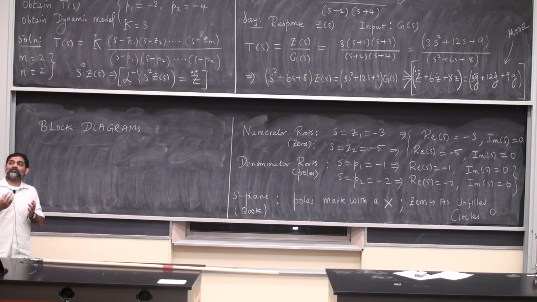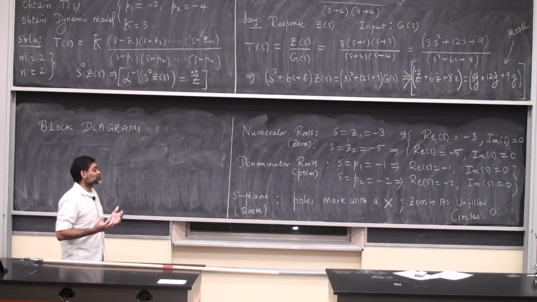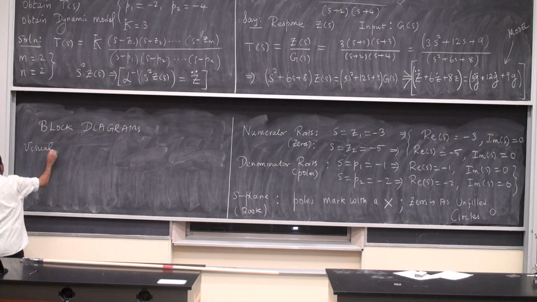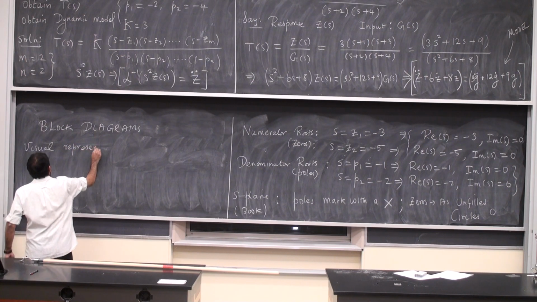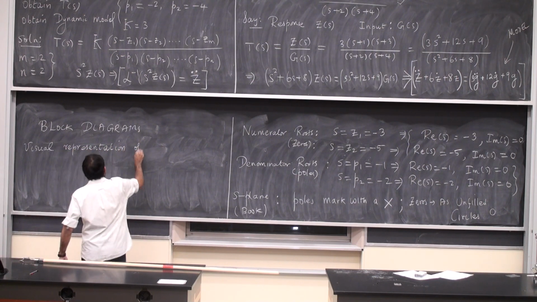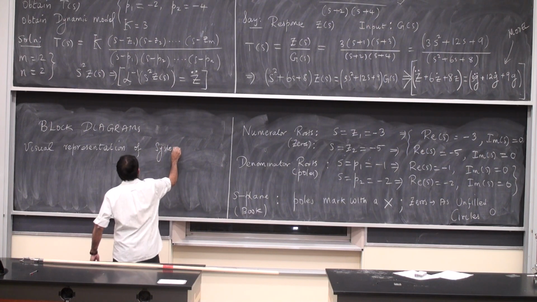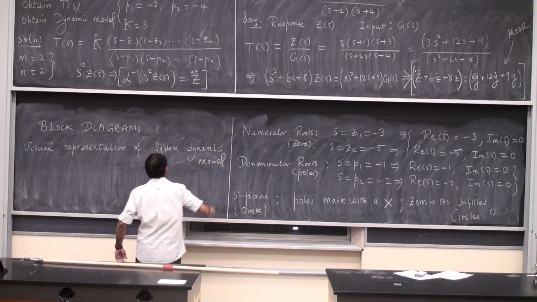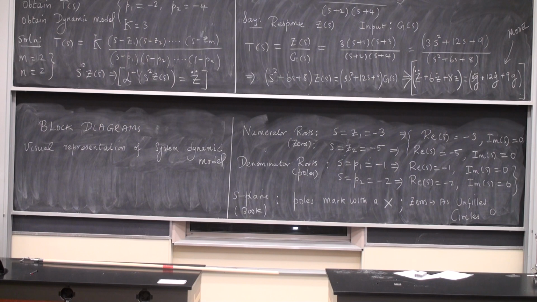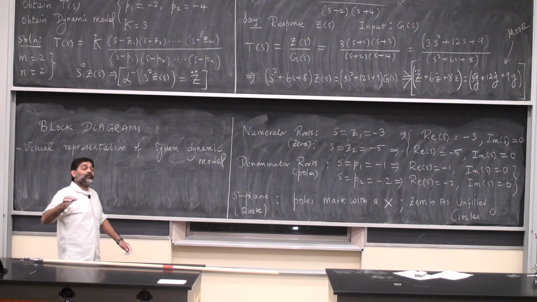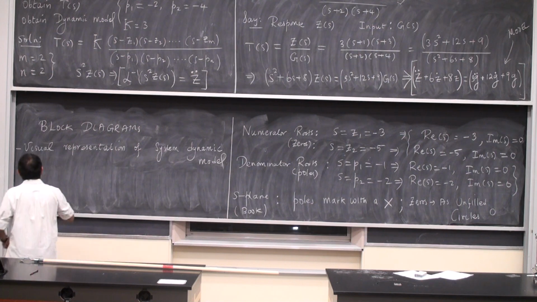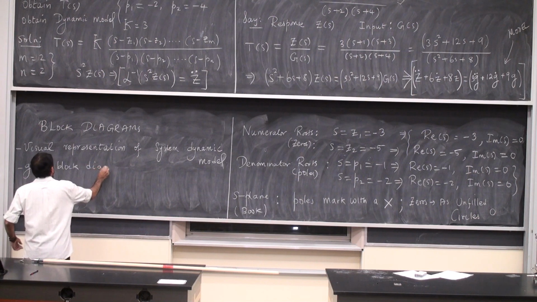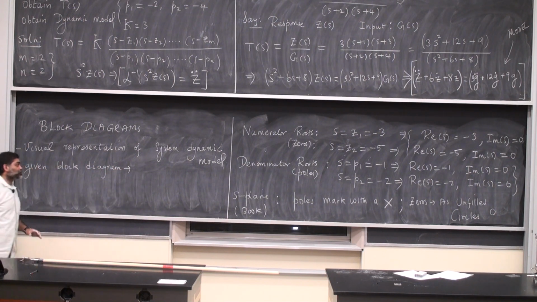So block diagrams are tools that provide a visual representation of the system dynamic model. Okay? So this is a visual representation of the system dynamic model. If I'm given the block diagram, I can obtain the system model. Okay, given the block diagram, we can obtain the system transfer function.